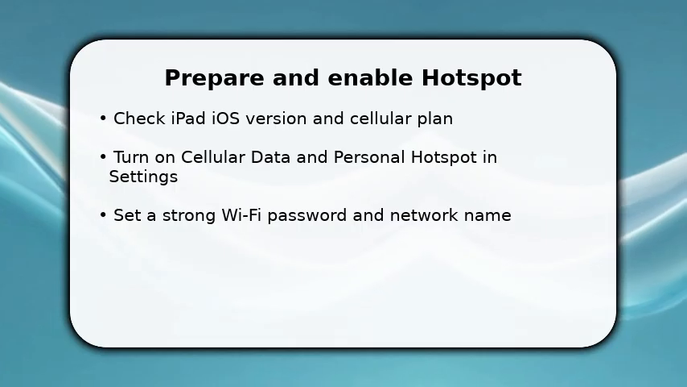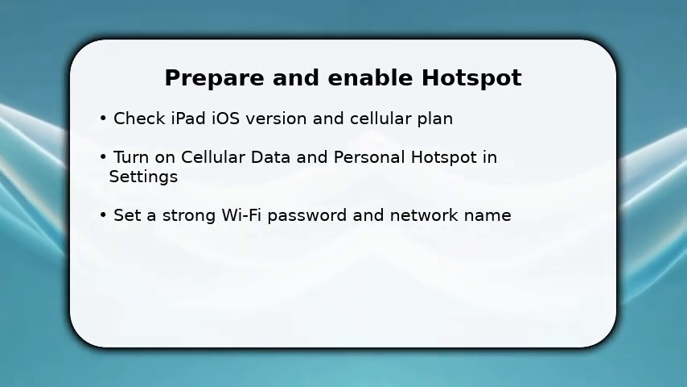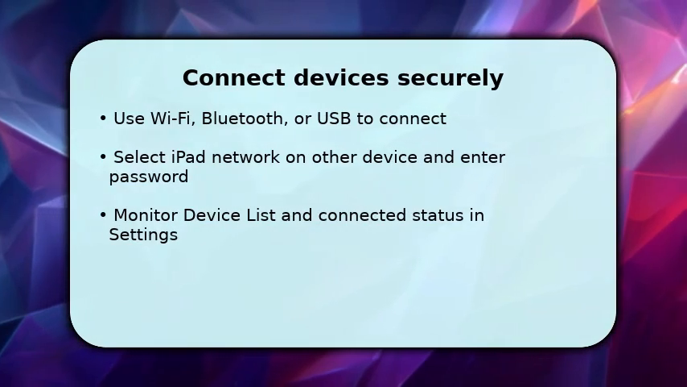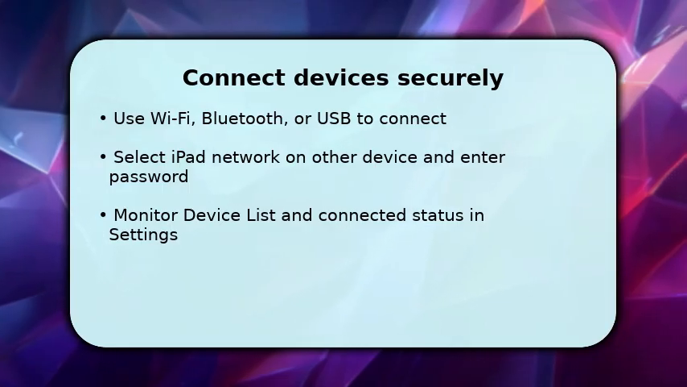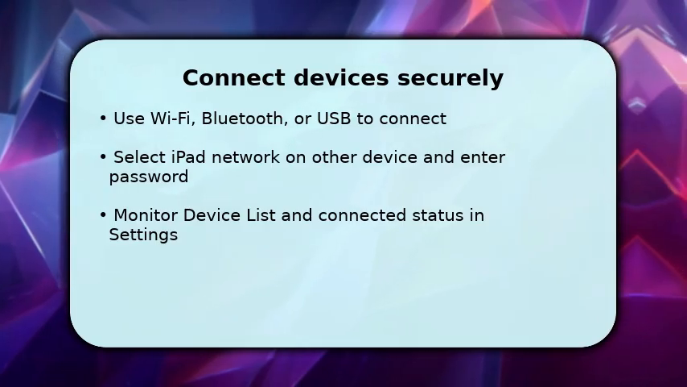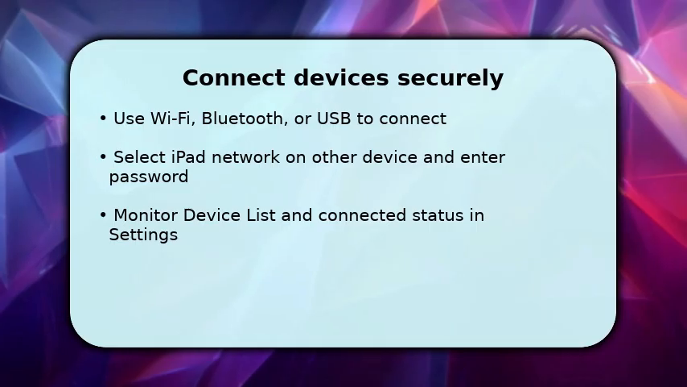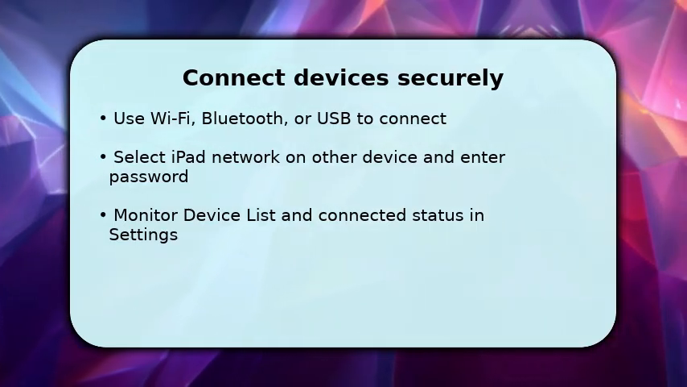Once done, observe the displayed Wi-Fi name and password, so you can quickly share them with devices you want to connect. With the hotspot active, you connect other devices using Wi-Fi, Bluetooth, or USB depending on the device and needs. On the client device, choose the iPad's Wi-Fi name and enter the password you created. If Bluetooth pairing is preferred, pair both devices first and enable internet sharing.